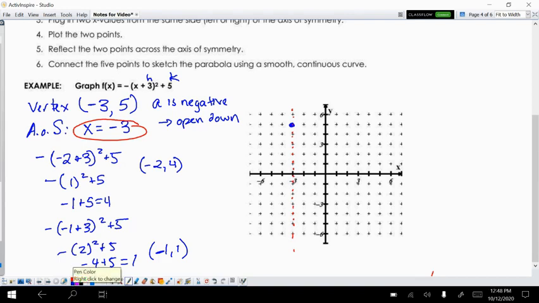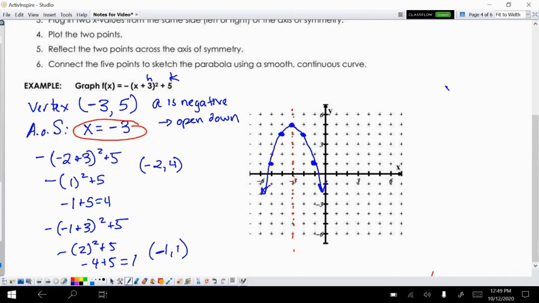And now I'm going to plot these 2 points, negative 2, 4, negative 1, 1. And that shows us the right side of our parabola, the right side of the curve. So now we make the mirror image. This point is 1 unit to the right of the axis of symmetry, so we'd have 1 over here, 1 unit to the left. This point is 2 to the right, so we'd have 1 over here, 2 to the left. And there is our parabola.